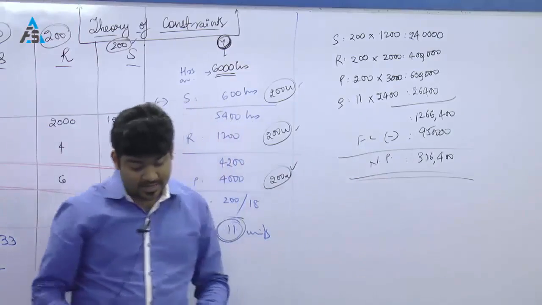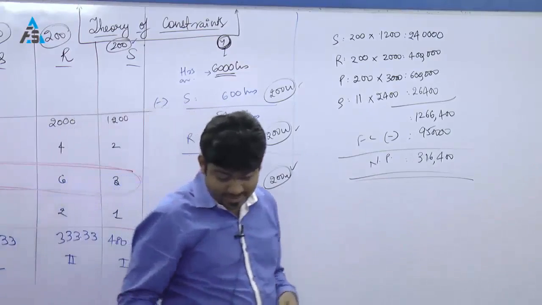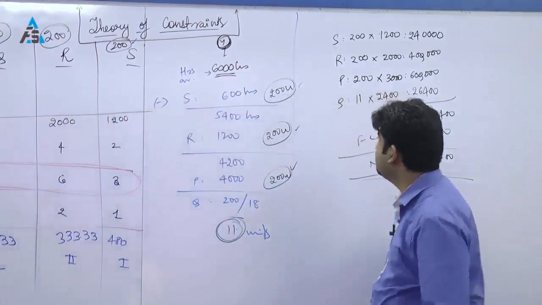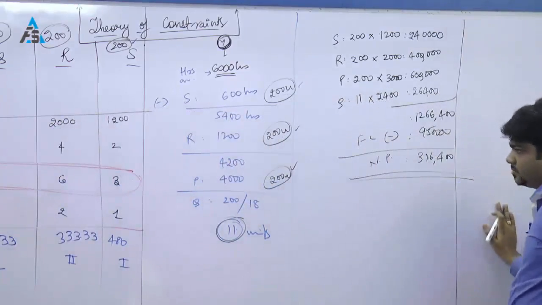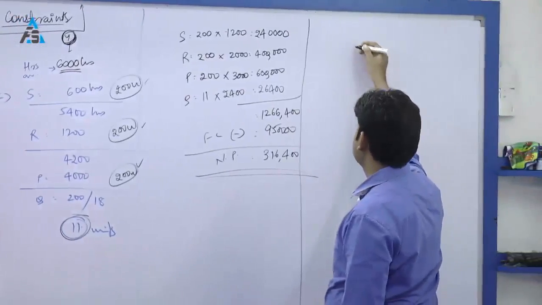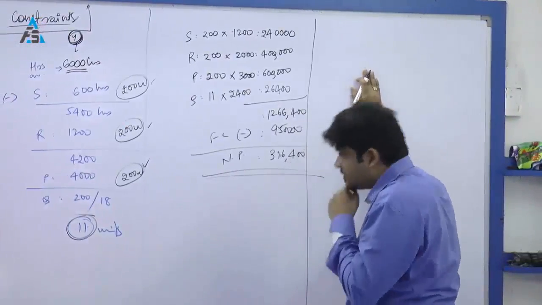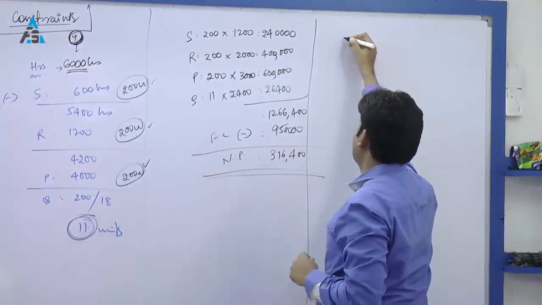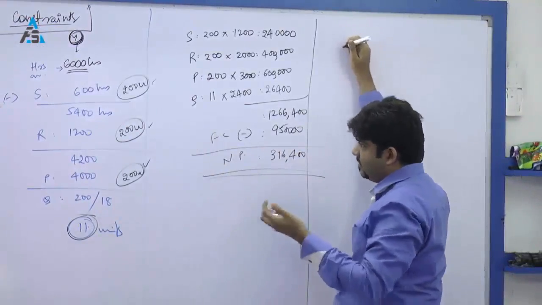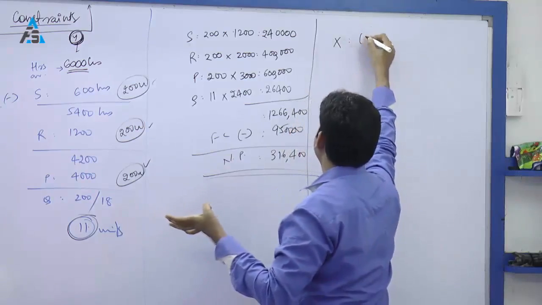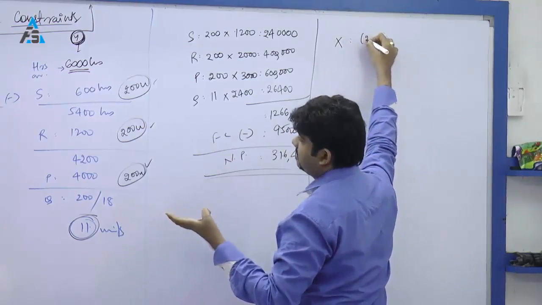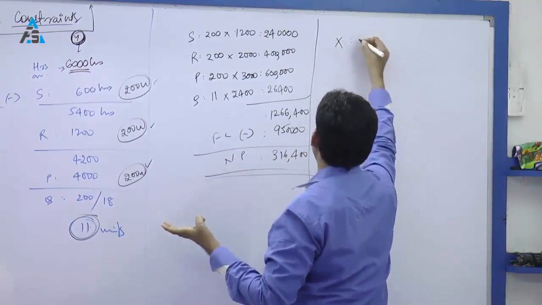And lastly, calculate the unused spare hours of each machine. So now the unused spare hours is what is required of each machine. Obviously, Y will not have any unused hours. X will have. So we'll just write it down.